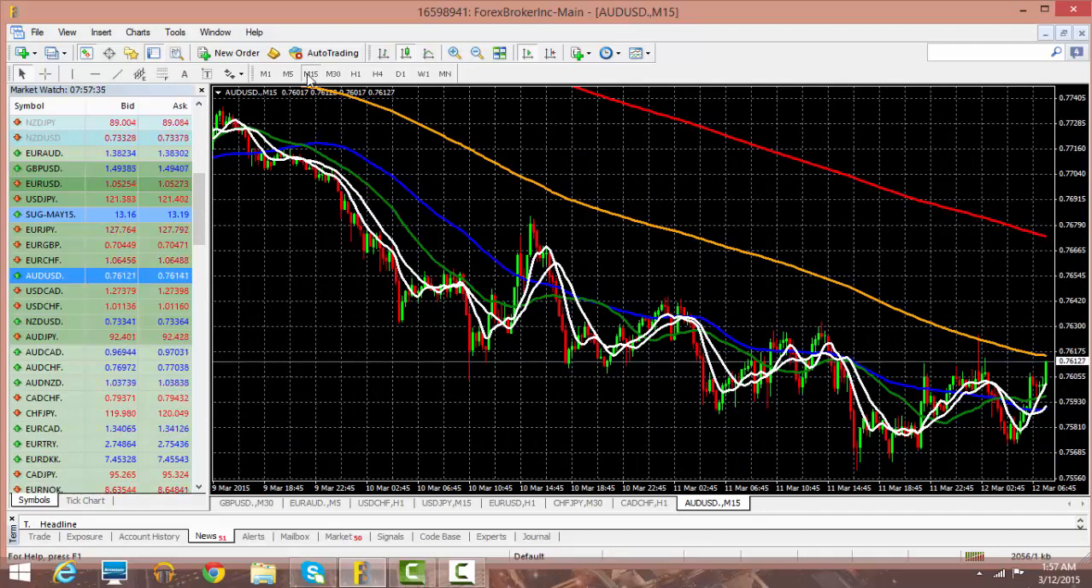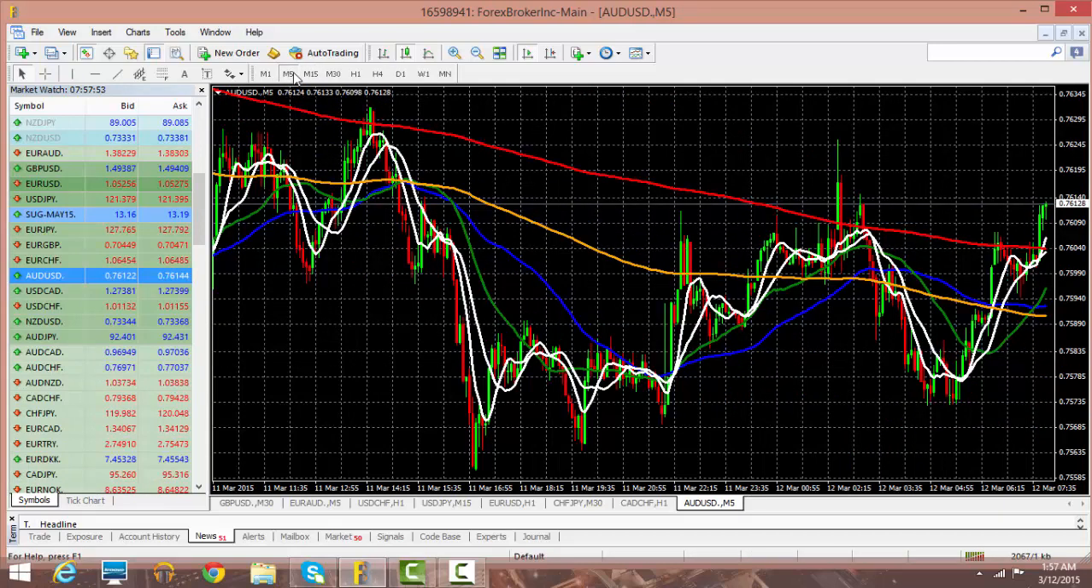15-minute chart. It's clearly broken the green and the blue. The X factor is above the white line and continuing to move up. Not only that, it's approaching the orange pillar now. So we have even more confirmation of an uptrend. We go to the 5-minute chart.